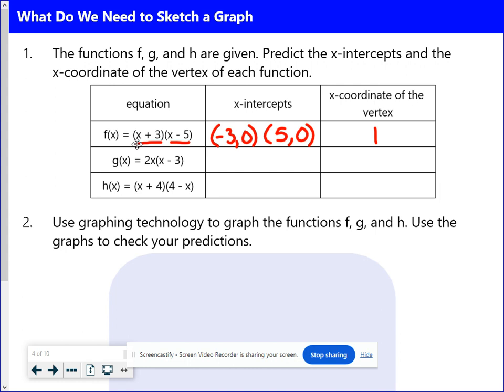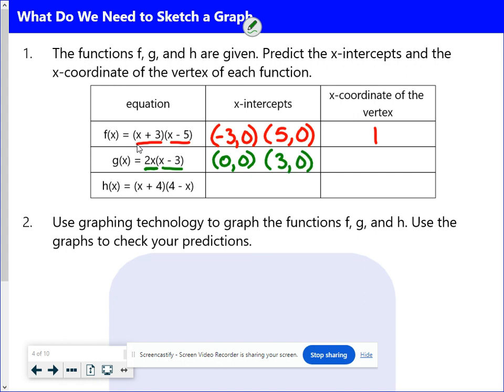Okay, for the g of x function, this is in factored form. It's just that this first factor doesn't have any addition or subtraction. It's just 2 times x. So what makes that equal to 0? 2 times what equals 0? 0, right? So the x part of that is going to be 0, and the y part always going to be 0. The second part, what makes that equal to 0? What number minus 3 equals 0? Well, that's 3.